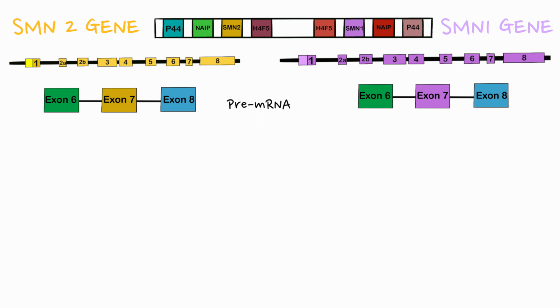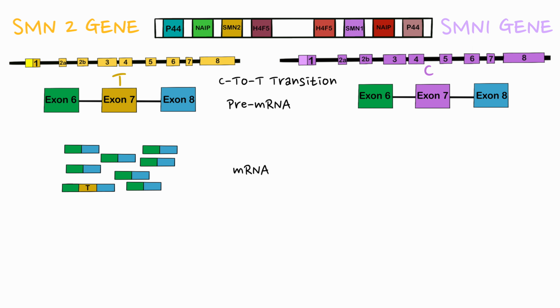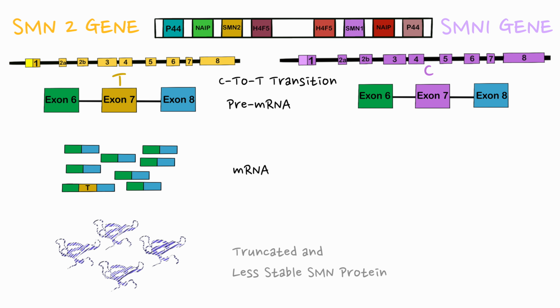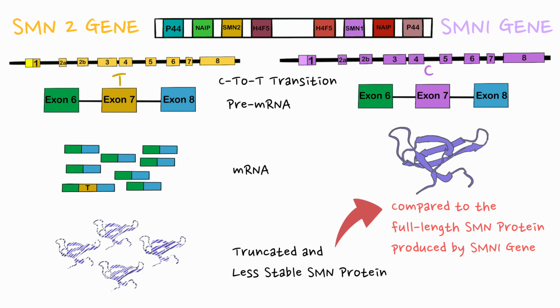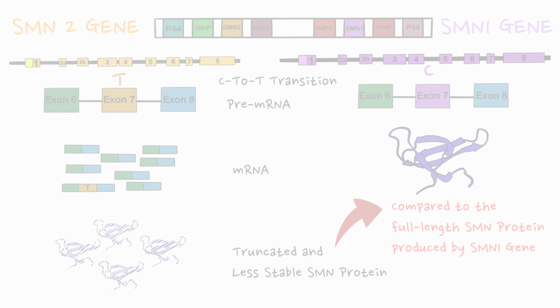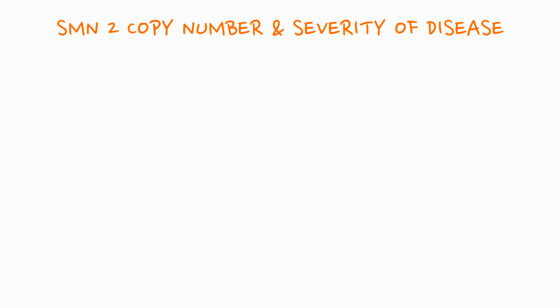SMN2 produces the SMN protein as well, but there is a critical difference between the two genes, as I mentioned before. A single nucleotide difference in SMN2, known as a C to T transition, or cytosine to thymine transition, leads to inefficient splicing and exclusion of exon 7 in most of the transcripts. Consequently, the majority of SMN protein produced by SMN2 is truncated and less stable compared to the full-length SMN protein produced by SMN1. SMN2 copy number and SMA severity.